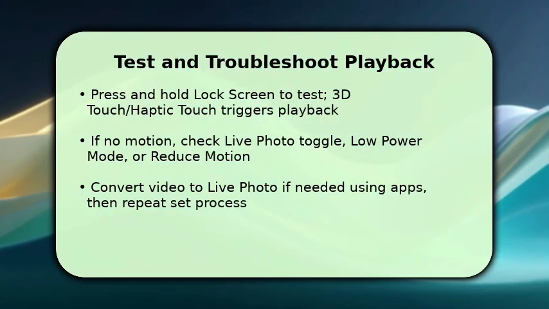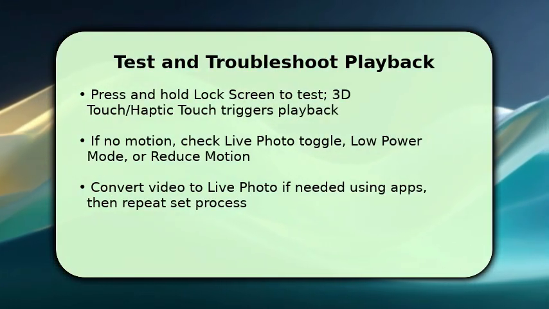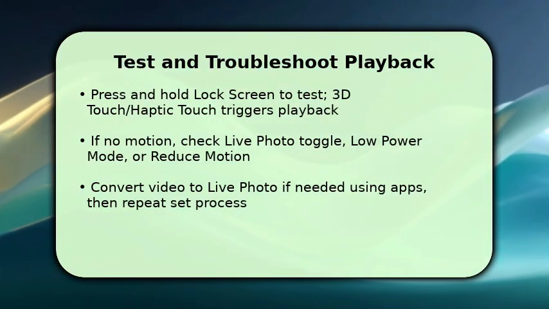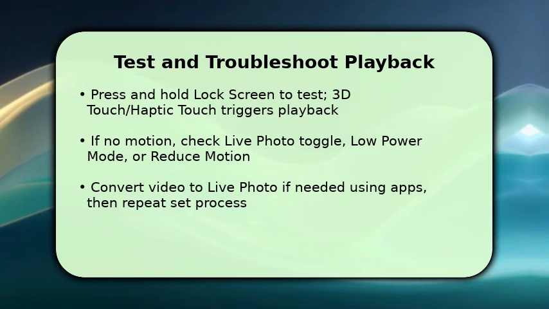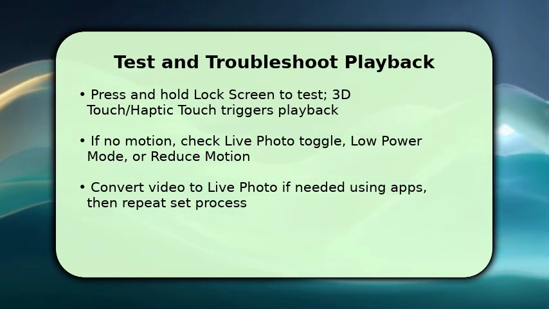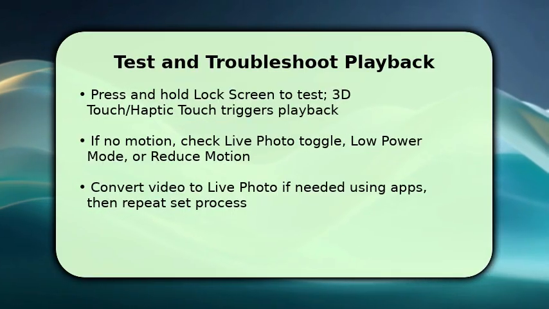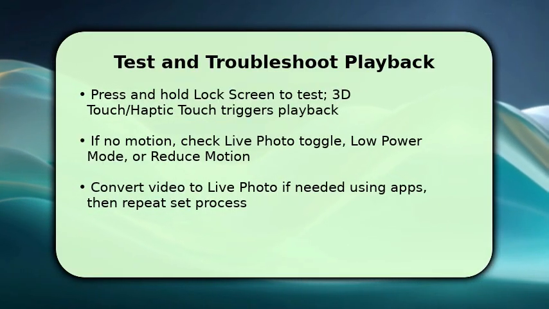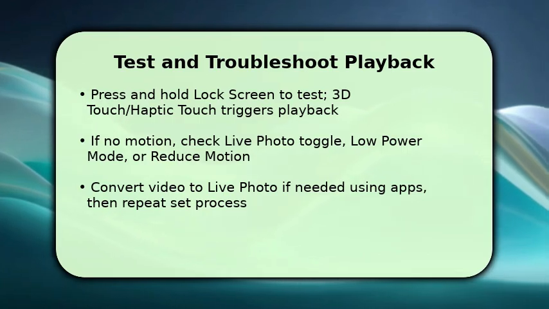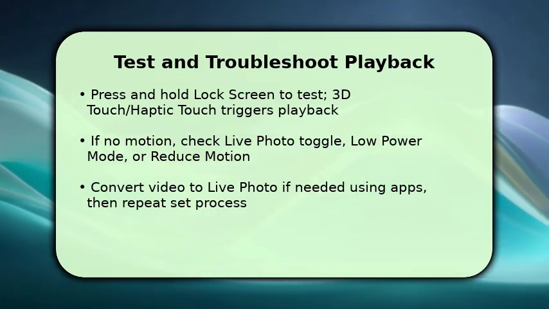Finally, test the wallpaper by locking the phone and then pressing and holding the lock screen. Haptic touch triggers the live photo to animate. If it doesn't play, make sure live photo wasn't converted to a still, disable low power mode, and turn off reduce motion and accessibility because those stop animation.